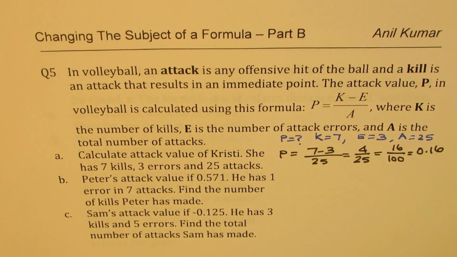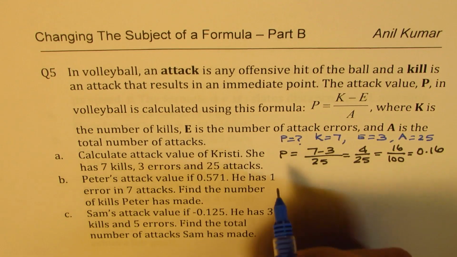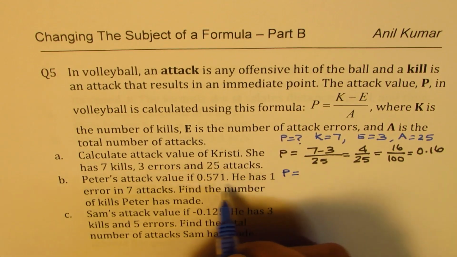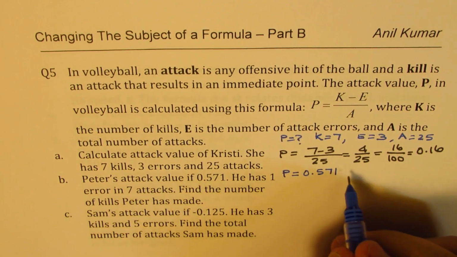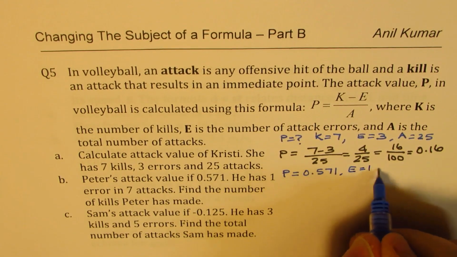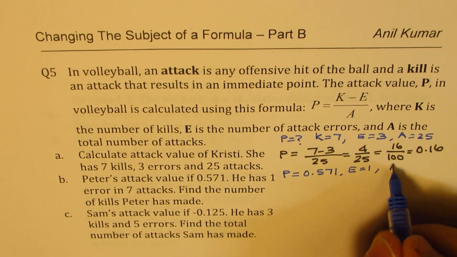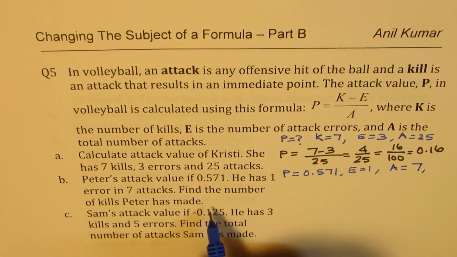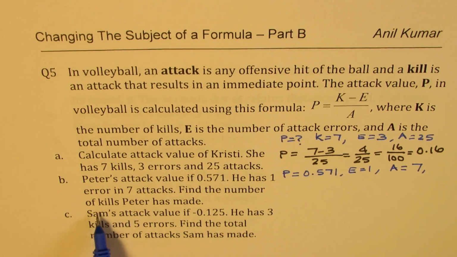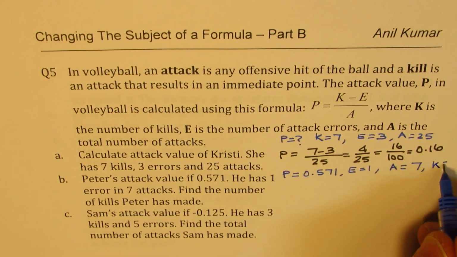Okay, now let's take part B. Peter's attack value is 0.571. So this time we are given the attack value P, which is 0.571. He has 1 error, E is 1, and 7 attacks. So 7 attacks means A equals 7. What do we need to find? We need to find the number of kills Peter has made, the value of K, right?